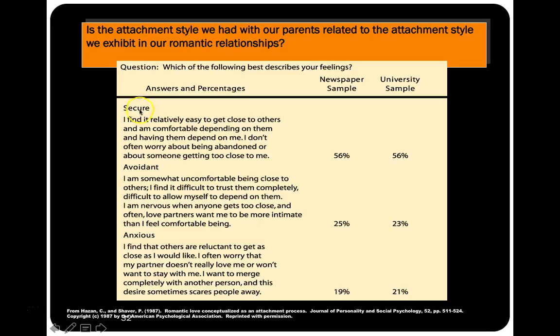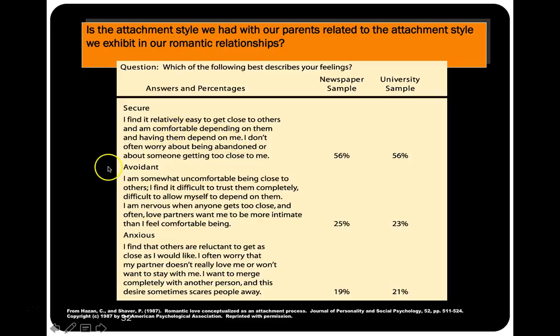They defined what securely attached people are characterized by. I find it relatively easy to get close to others, and I'm comfortable depending on them and having them depend on me. I don't worry about being abandoned or about someone getting too close to me. And remarkably, a little over half in both samples identified that as being true of them.